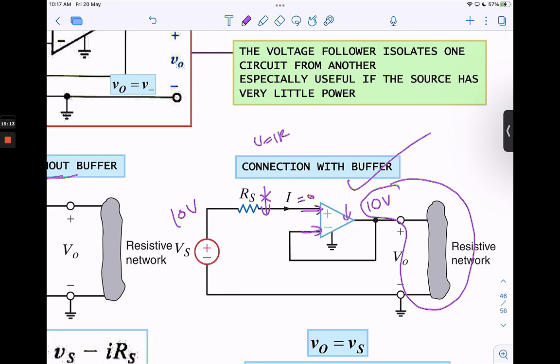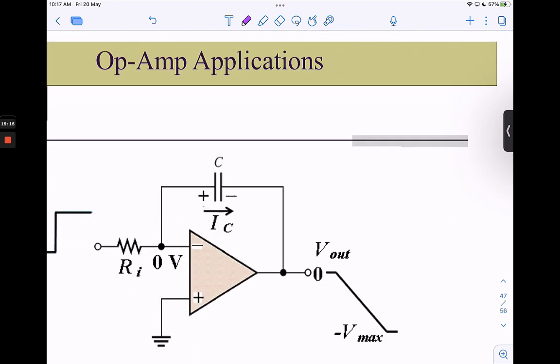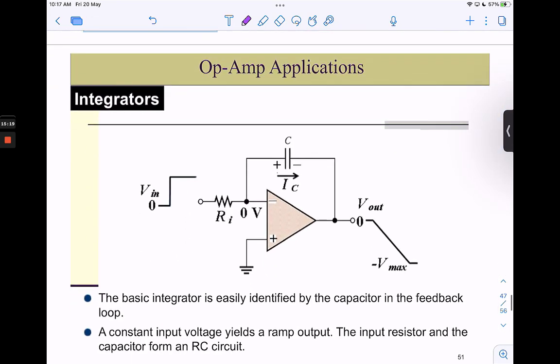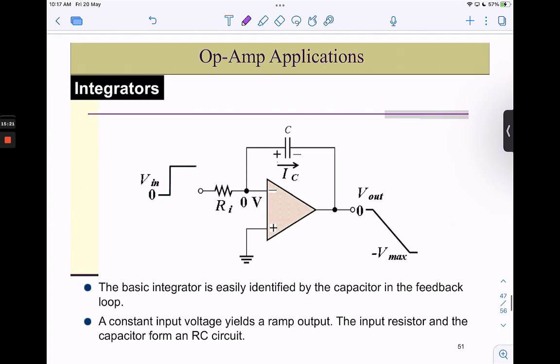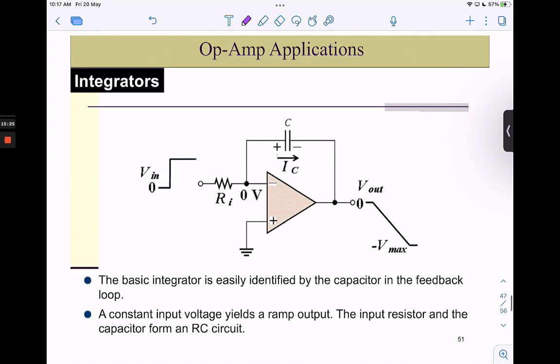Okay, if no more questions, we proceed with other op-amp applications. Integrators. The basic integrator is easily defined by the capacitor in the feedback loop. So in the feedback loop here, we can see a capacitor, so we know that this is an integrator circuit.